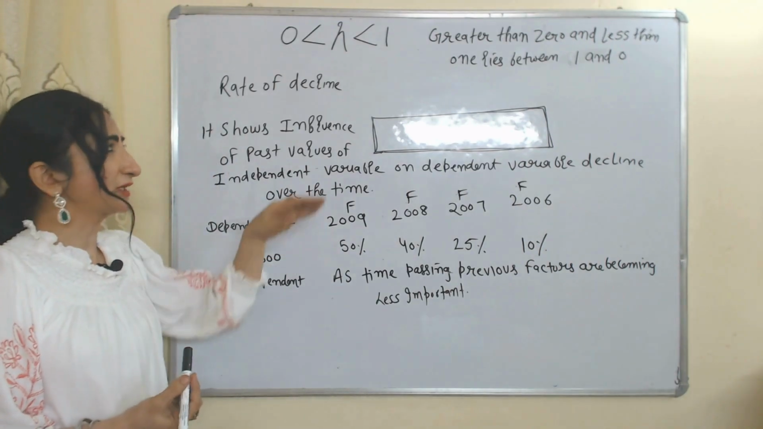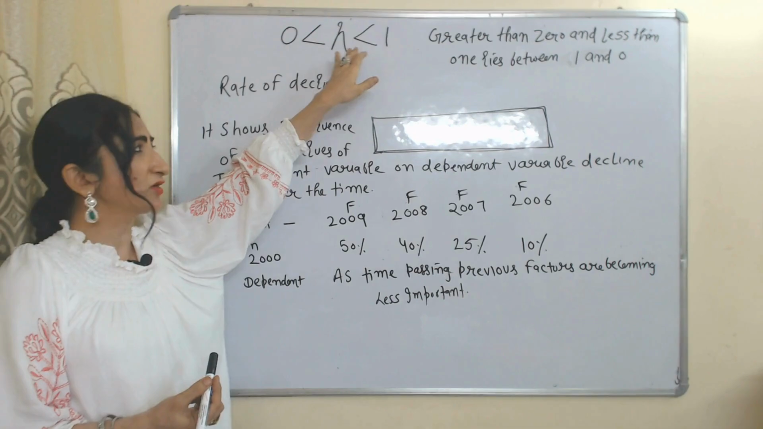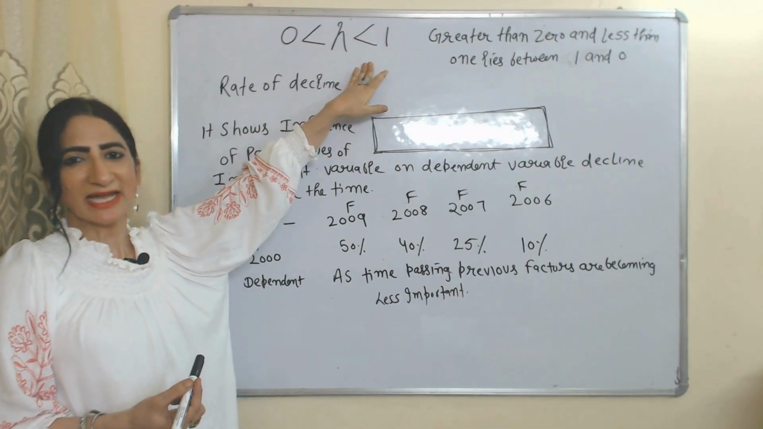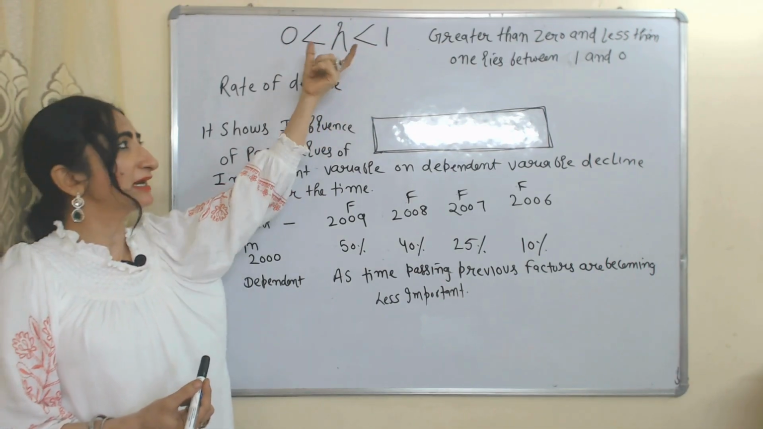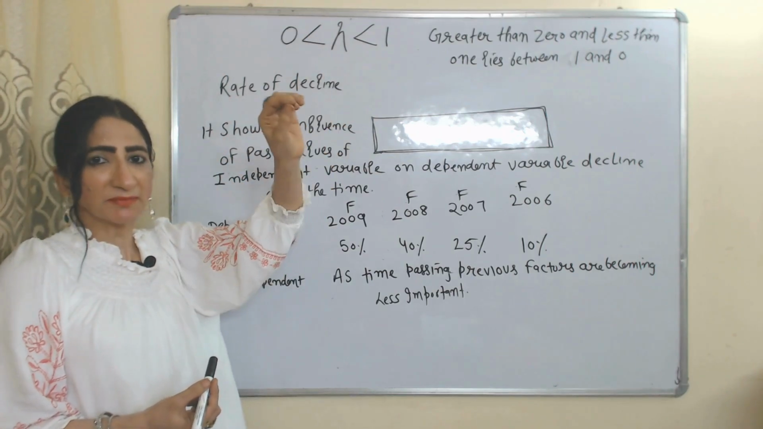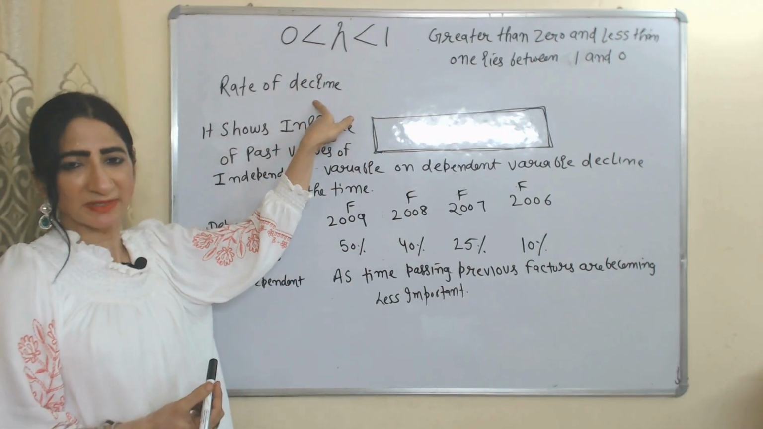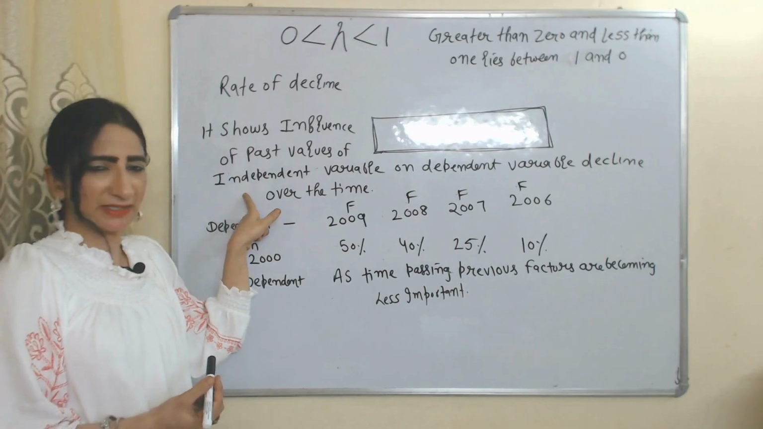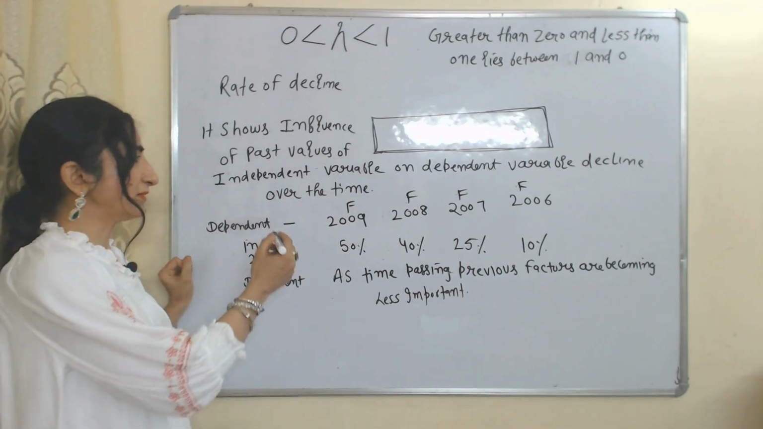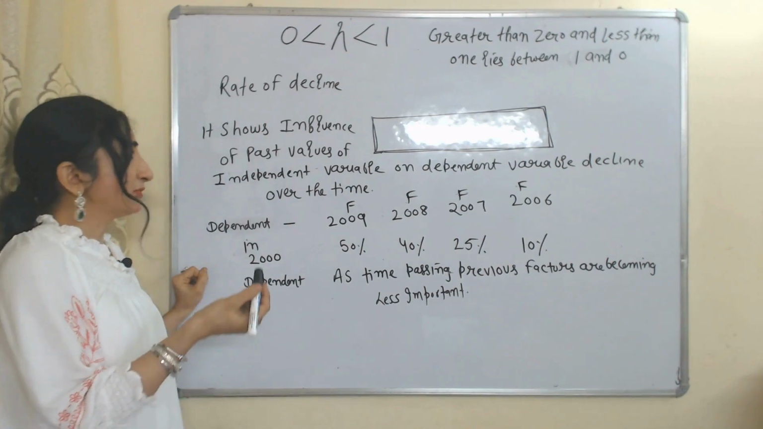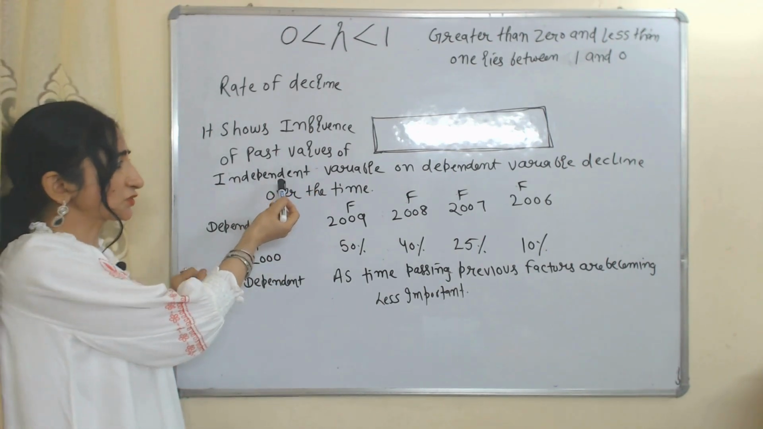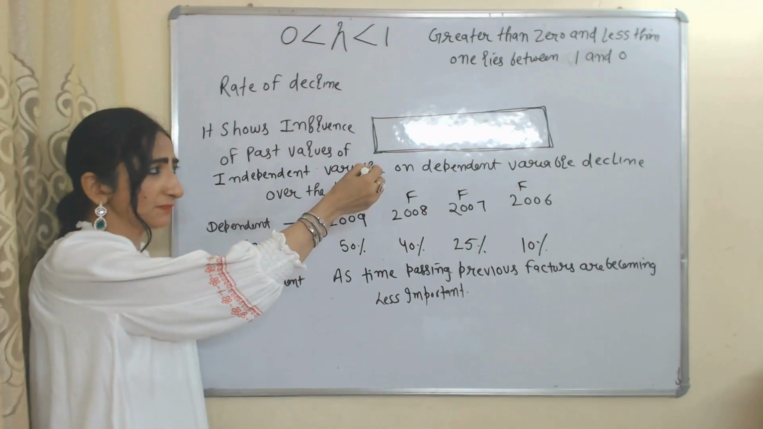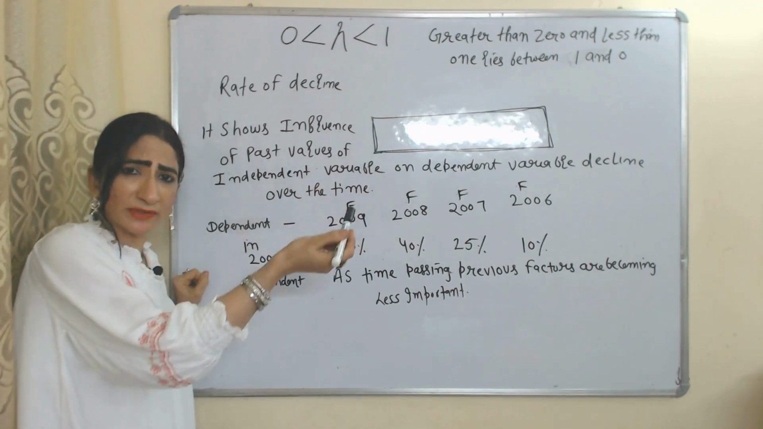In Koyck model, lambda is greater than 0 but less than 1. That means the value of lambda lies between 0 and 1. It mainly represents the rate of decline. Rate of decline means the influence of past value of independent variable on dependent variable declines over time. But why does the influence of past value of independent variable on dependent variable decline over time?